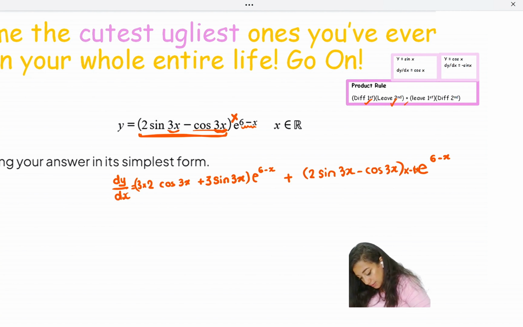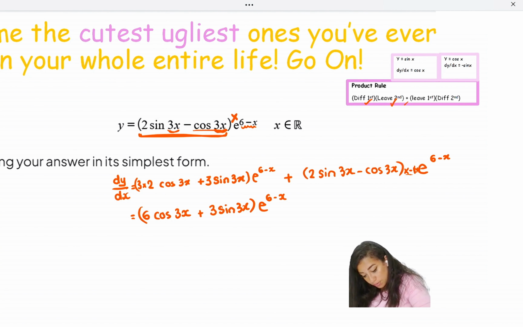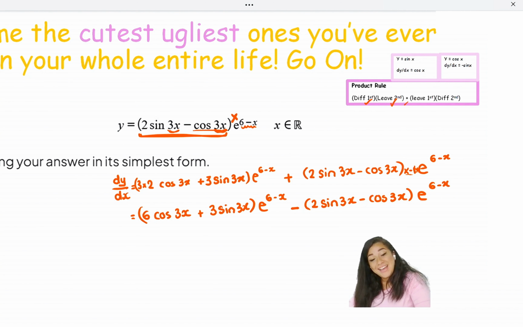So now let's rewrite it. And then I had a minus 1 over here. Let's take it out. So plus or minus is going to be minus e to the power 6 minus x. It sure is a lot of things over there. But you see, it doesn't matter how hard it looks, how weird it looks. You're still just following the rule. It does say in its simplest form. So let's see if we can simplify it a bit more.